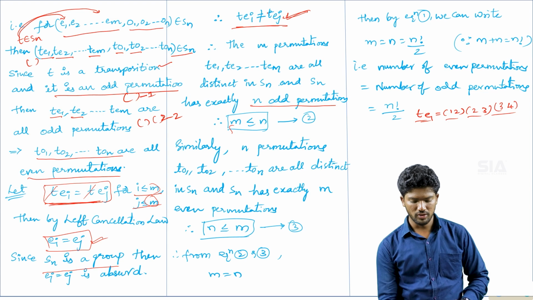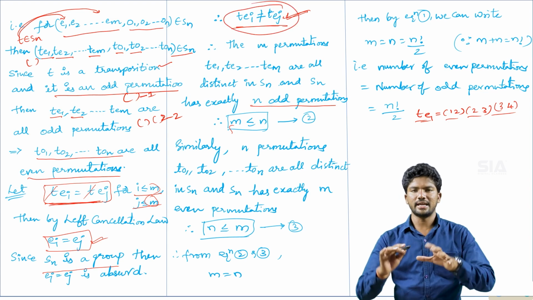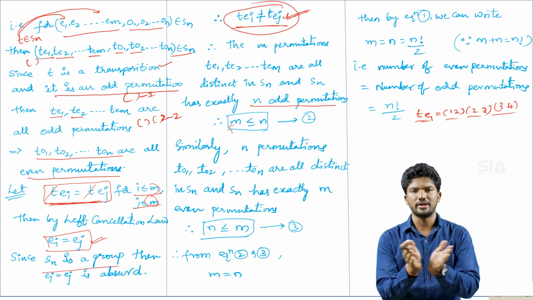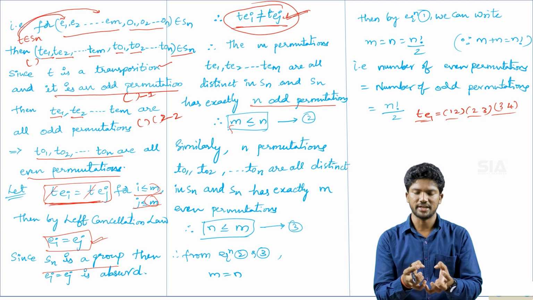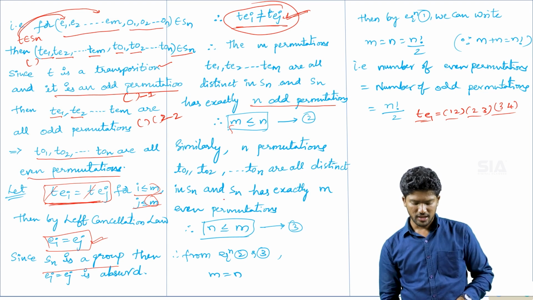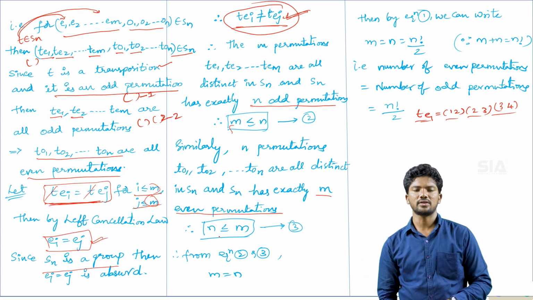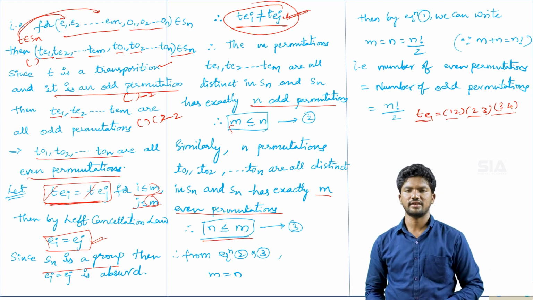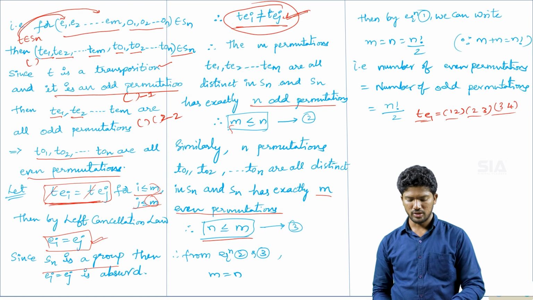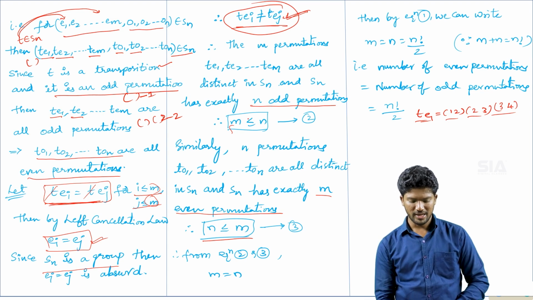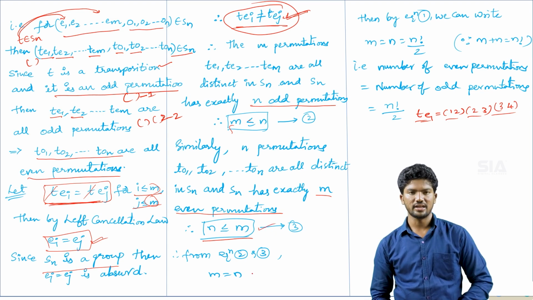Similarly, whenever you write this condition, at the same time the odd permutations are also different, distinct permutations. So there are small m even permutations, those also distinct. Then I am writing n less than or equal to m. That is taken as equation number 3. From equation number 2 and equation number 3, m less than or equal to n less than or equal to m, you can write m is equal to n.